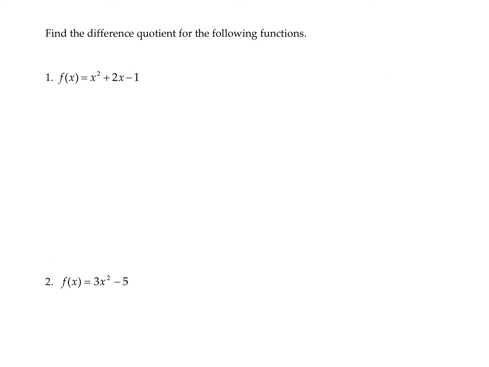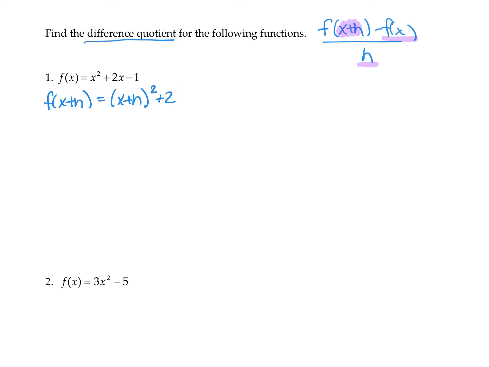So if I'm going to find the difference quotient, again, we're going to use that formula. So f of x plus h minus f of x all over h. So what does this mean? It means I need to take the function and plug in x plus h, subtract it from the original function, and divide it by h. So the first thing I'm going to do is find f of x plus h. So in this case, it's going to be x plus h quantity squared plus 2 times x plus h minus 1.